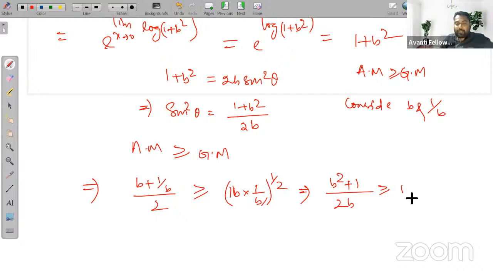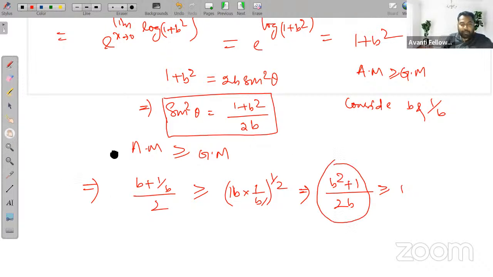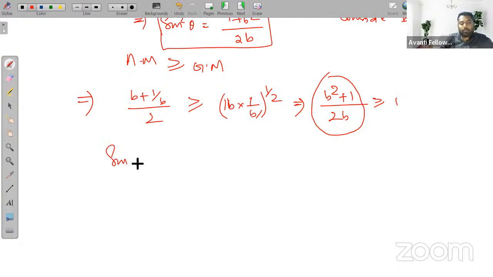So this is greater than or equal to 1, and here we got sine square theta is equal to (1 plus b square) upon 2b. So this is also equal to sine square theta. Sine square theta is actually (b square plus 1) divided by 2b, I already know this. But from here in equation 2 we are getting this is greater than or equal to 1, and in equation 1 we are getting sine square theta is equal to (b square plus 1) by 2b. Okay, is everyone understanding?